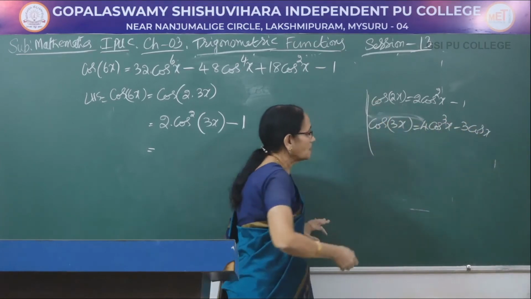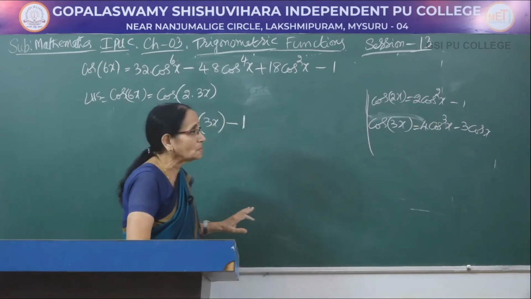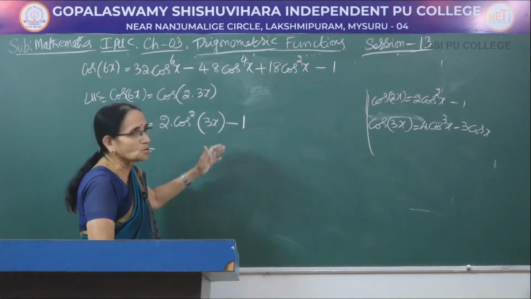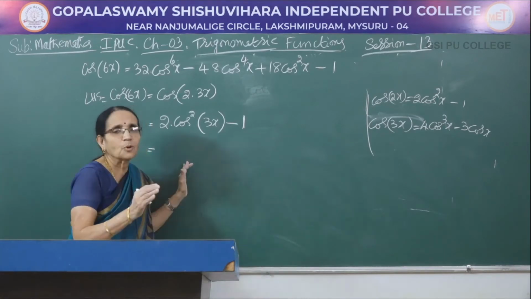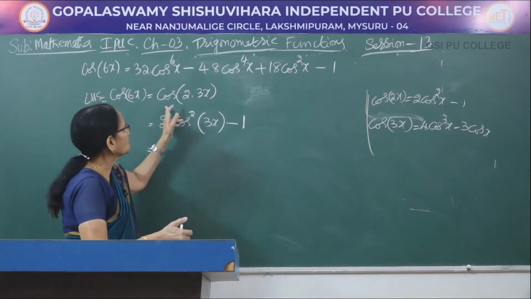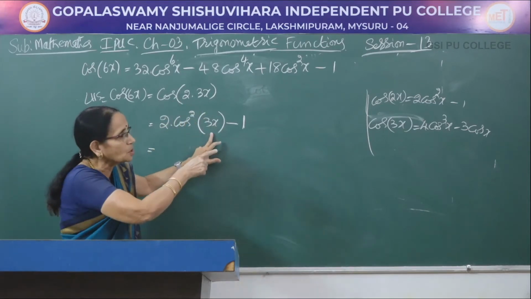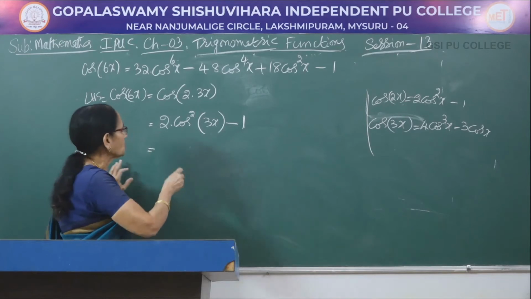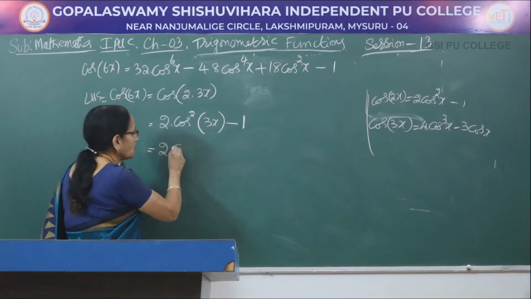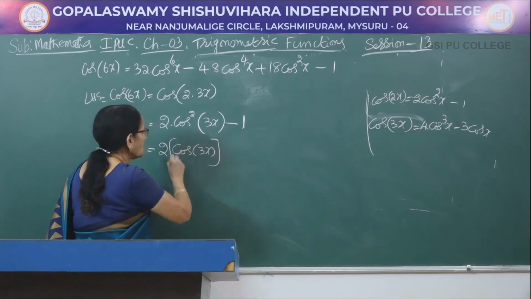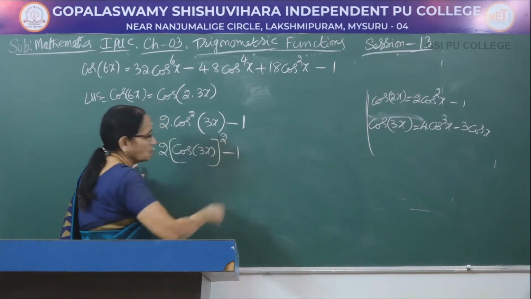So that is why I told you in the earlier session, unless we are familiar with all the multiple angle formulas, we cannot solve the problem. That is why all the formulas are taught together. So here I made use of the cos of 2x formula. Now I am making use of the cos of 3x formula. First let me write it as the square term, cos of 3x the whole square minus 1.